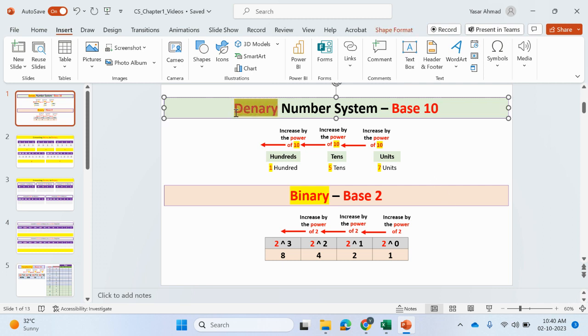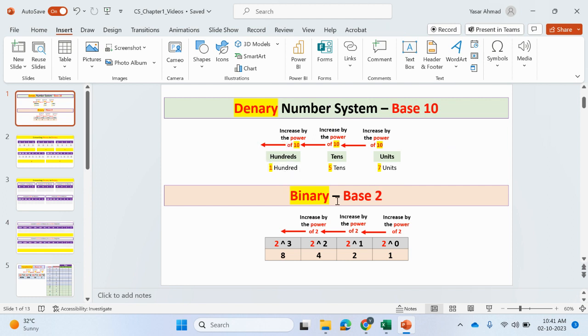Denary is also known as decimal. It's a number system which is base 10, so it's made up of any values from 0 to 9. The example we have here is 157. You can see each unit increases by the power of 10, and each number is made up of the values from 0 to 9.